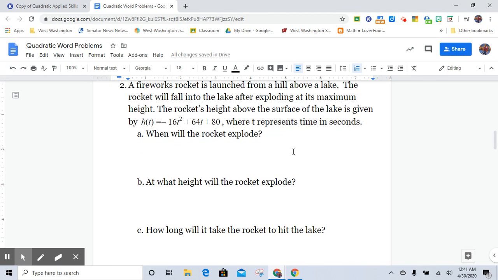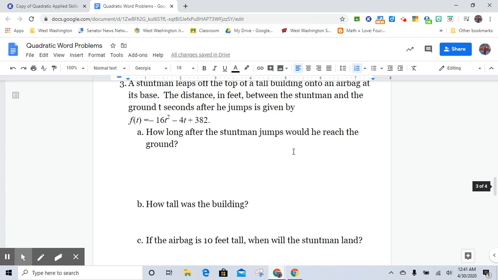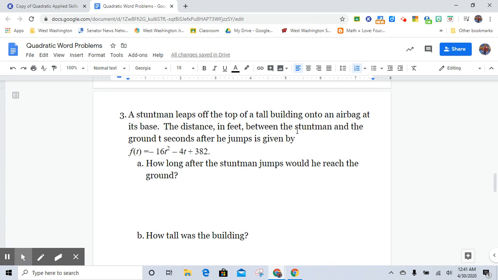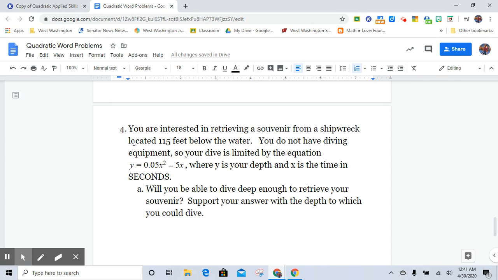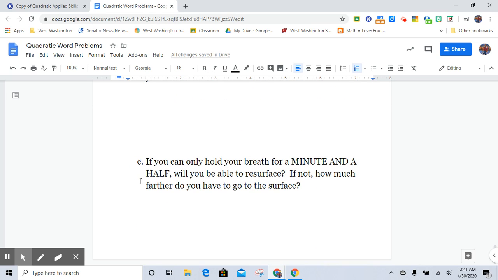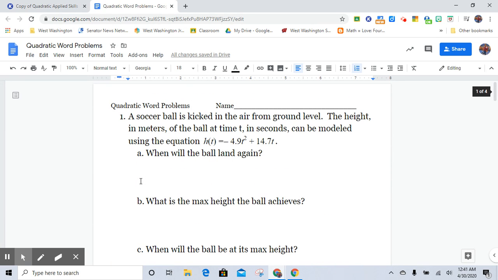Alrighty. Okay. And then here we go. A stuntman leaps off a tall building. The distance in feet is given by this in the ground t seconds after he jumps. Okay. So again, we see these. All of these -16 or -4.9, that is all having to do with the gravitational pull of the Earth. And it's really neat. And you'll get to that in physics. And then here's the last one. This is a dive limited by this equation, where y is your depth and x is the time in seconds. And so this is also a really neat one. But again, it's all just interpreting the graph.